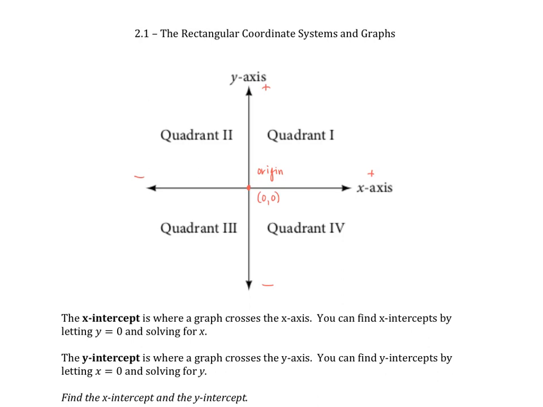You can see the quadrant 1, we start in the upper right-hand corner. That's because those are the positives. They're positive x and positive y values. And then you go counterclockwise. So quadrant 1, 2, 3, 4, going counterclockwise.